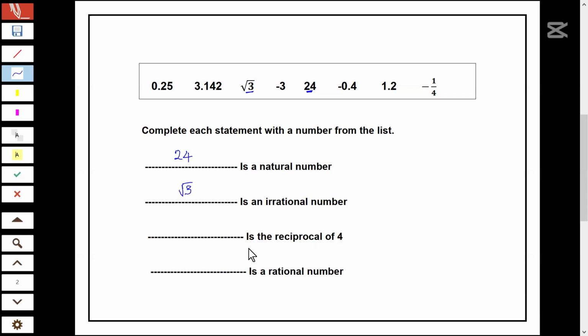Now the next question says, identify the reciprocal of 4. The reciprocal is 1 divided by the number. So it's simply 1 over 4. Now, 1 over 4 gives us 0.25 in decimal form. And if you look at the list of numbers here, you will discover that 0.25 is the reciprocal of 4. That's the only answer from the list, 0.25.